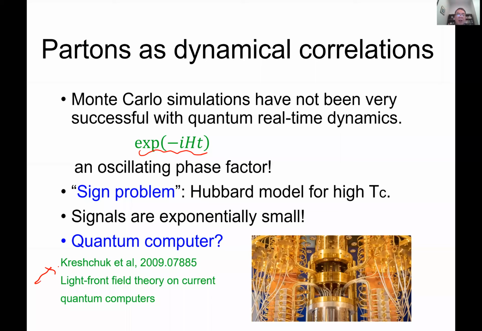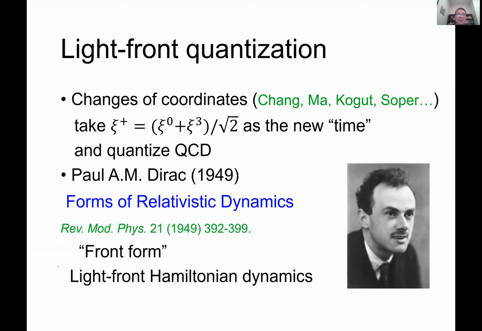Okay, the other effort is called light-front quantization. It actually started very early, back in the beginning of the 70s, late 60s. Xiaotong Chang, Shang-keng Ma, and Collins-Soper considered a change of coordinates, that is, take t plus z as the new time and quantize QCD. This goes under the name of light-front quantization.